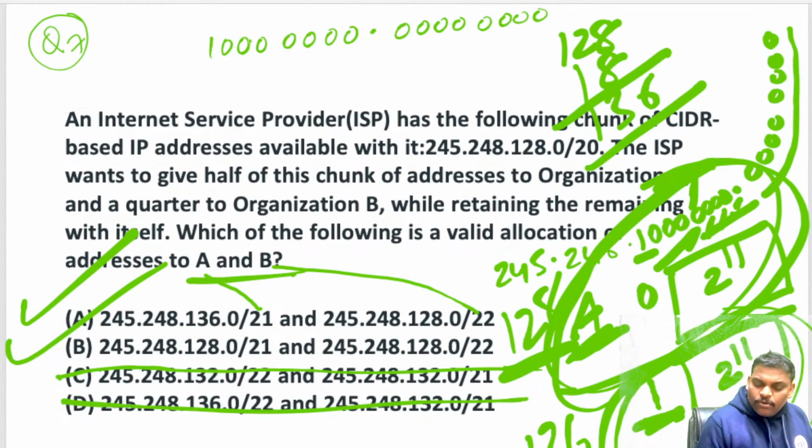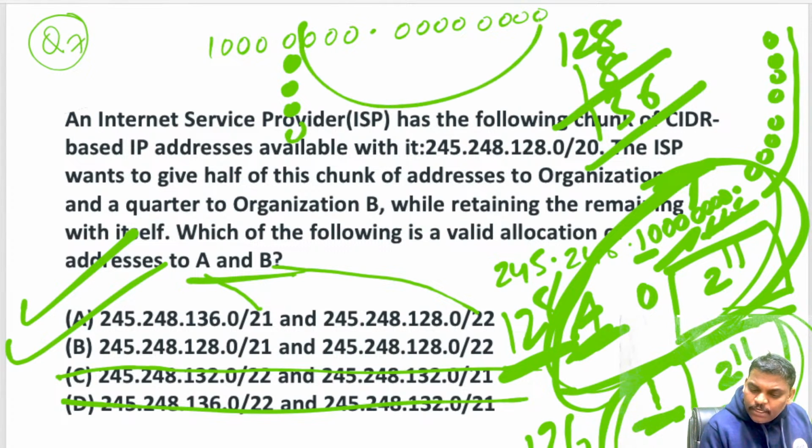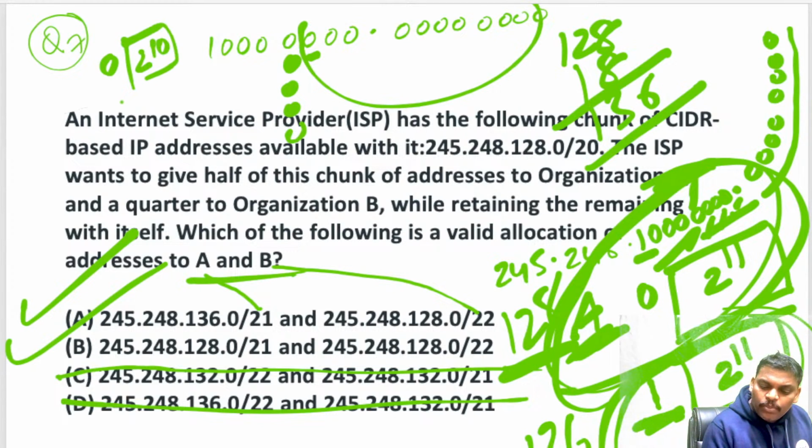According to option A, 136 is given to A, but in the 128, listen, 4 bits are given, the fourth bit is 0. Again there are two parts. Third bit 0, 2 power 10. Third bit 1, 2 power 10.